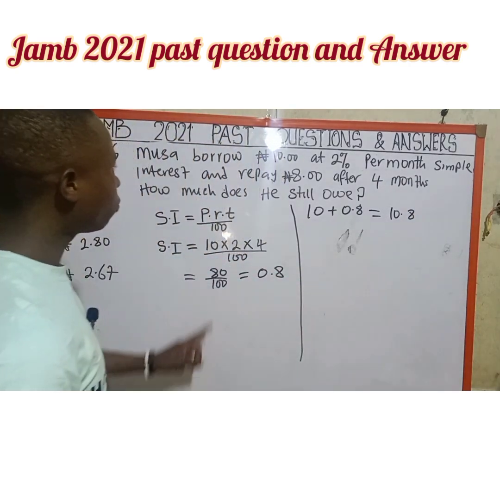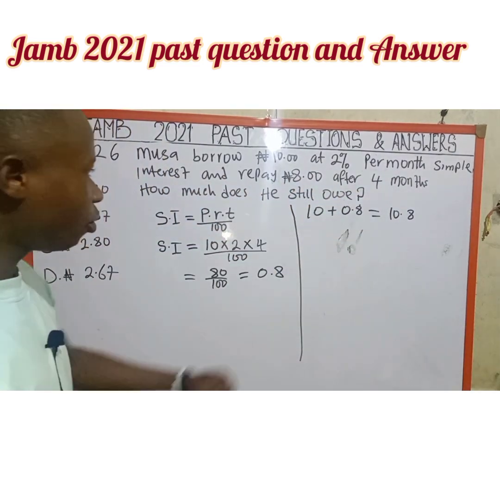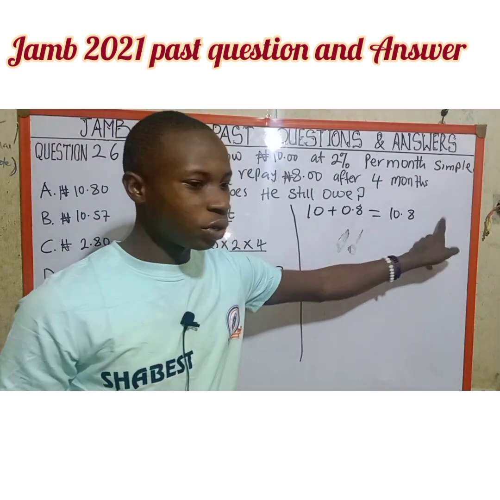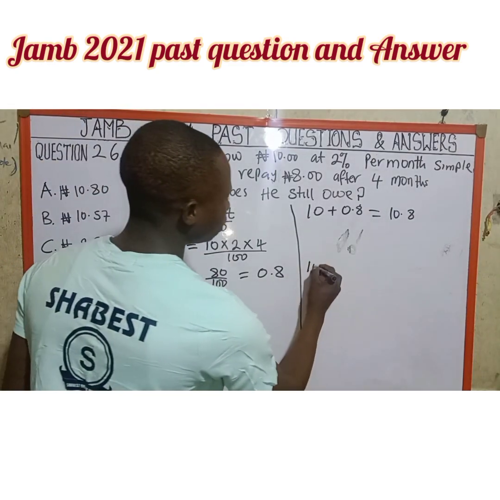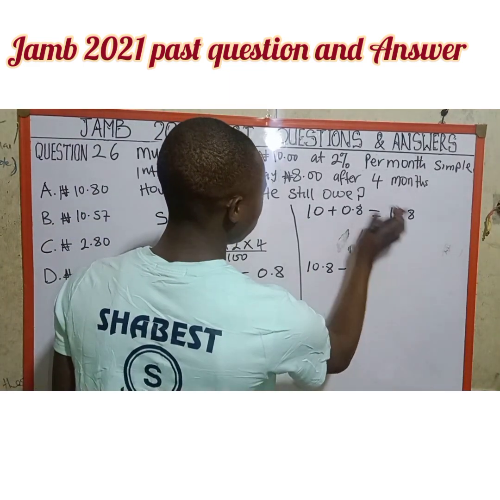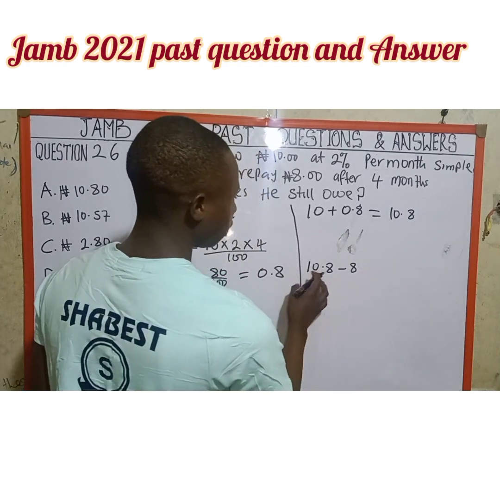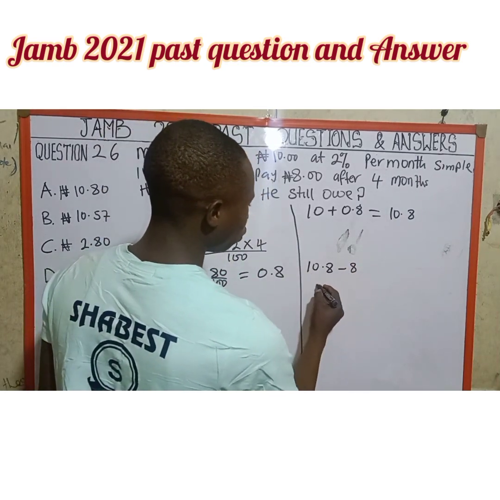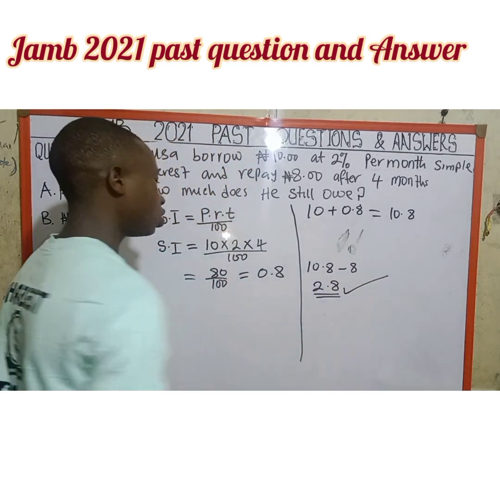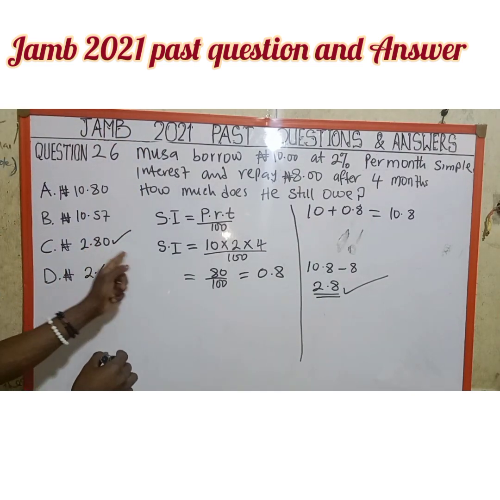And remember, the question says he repaid 8 naira after 4 months. So already Musa has repaid 8 naira. So we are going to subtract this 8 naira from the total money Musa has to pay. We have 10.8, which is the actual money he's supposed to pay, minus the 8 naira that he repaid after 4 months. So 10.8 minus 8 is going to give me 2.8. So this is the money that is left that Musa is going to pay. So the correct answer is option D, which is 2.80.